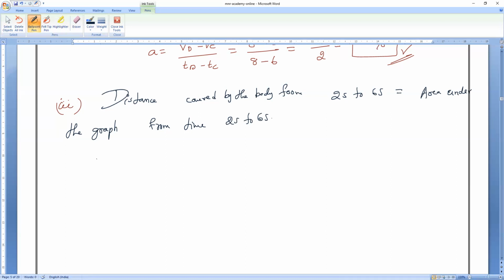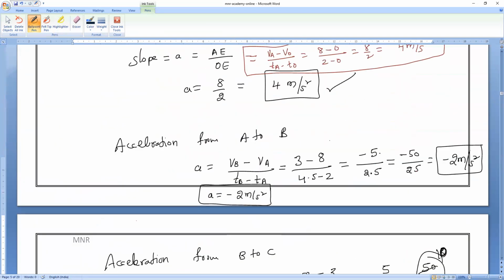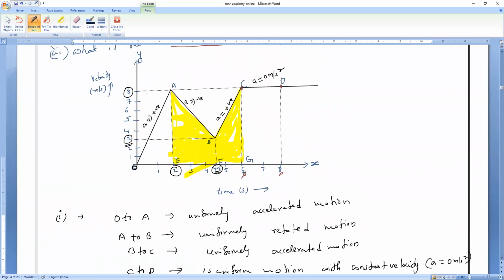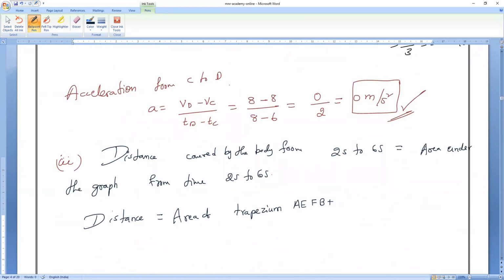So distance is equal to what, guys? Tell me what the trapezium names are. Look in your notebook and tell me. I won't show the diagram. Let me see who will say. Area of trapezium AEFB. Second one, BFGC. Is it yes or no?